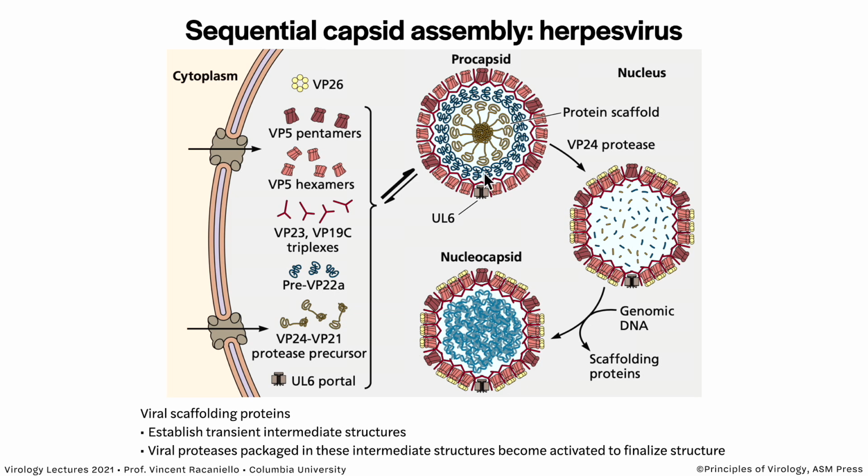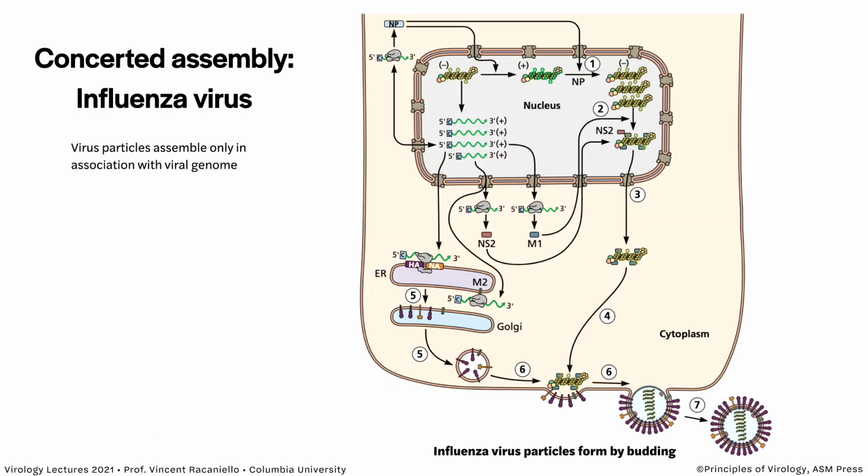So the scaffolding proteins help to make these intermediates, or the procapsid is an intermediate. And it's the protease, the viral protease. VP24 is a viral protease. It's not active. It's present as a precursor until the scaffold is assembled, and then somehow the signal gets transmitted to cleave the scaffold and get rid of it to allow space for the DNA. All right, so that's two examples of sequential assembly.